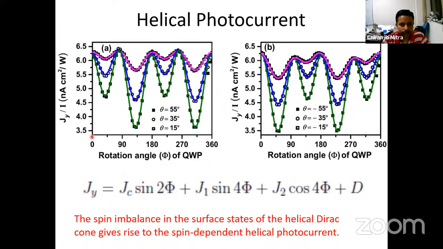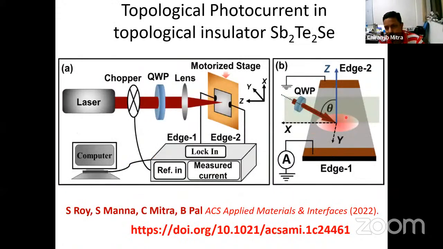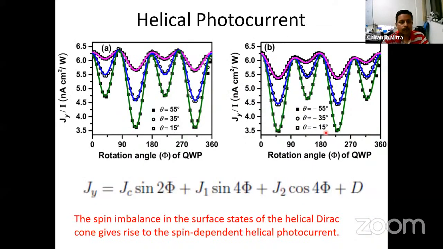We varied continuously the rotation angle of the quarter wave plate in steps of 5 degrees. The zero of the polarization is when the light is p-polarized, in the xz plane. As we vary, this is 0, and this is 45. 45 corresponds to left circularly polarized light, 90 degrees is again p-polarized, and this is right circularly polarized light, and then again p-polarized.